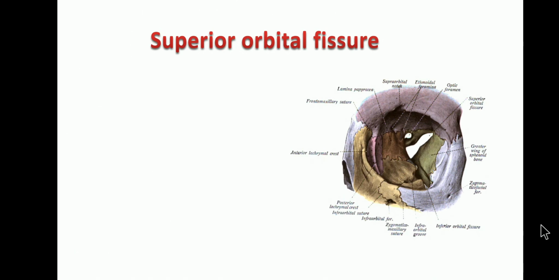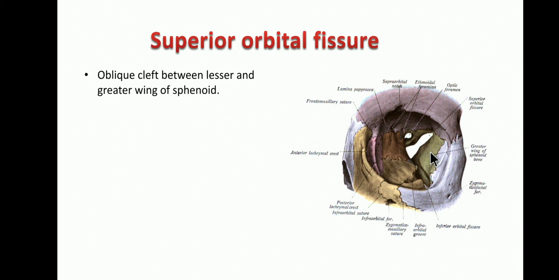Now, here you are able to see this fissure, which is called the superior orbital fissure. The superior orbital fissure, above, is bounded by the lesser wing of sphenoid, and below it is bounded by the greater wing of sphenoid, and medially it is bounded by the body of the sphenoid.